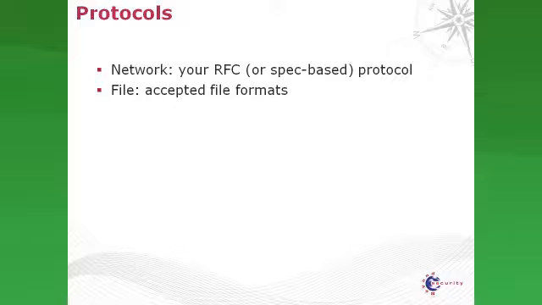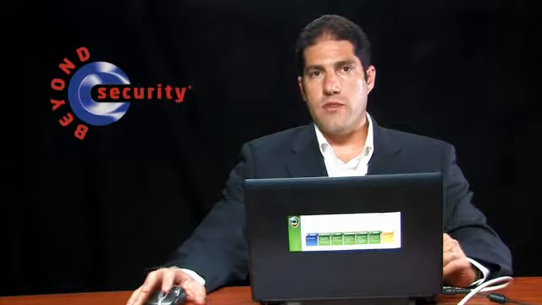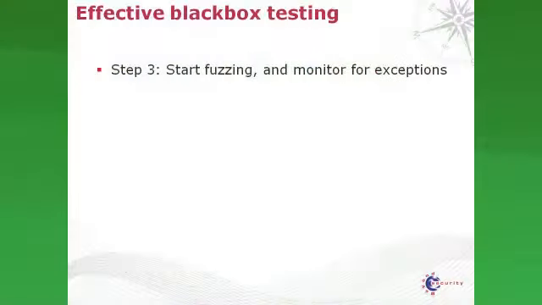File-based protocols or file formats are also important, and you need to determine what protocols you accept as valid file formats. Those could be either predefined file formats like GIF, JPEG, doc, or something that you invented and has a spec. But again, we're trying to check what happens if we send something that's just a little outside the spec, just a little bit different. Once we've mapped the inputs and defined the protocols, we need to start fuzzing.